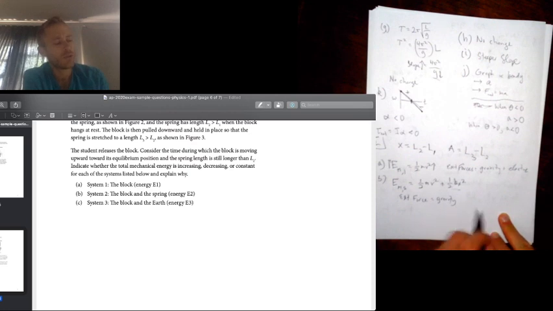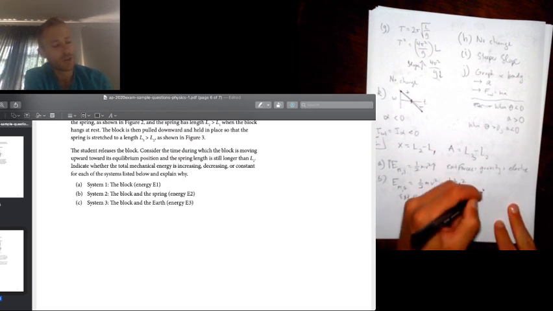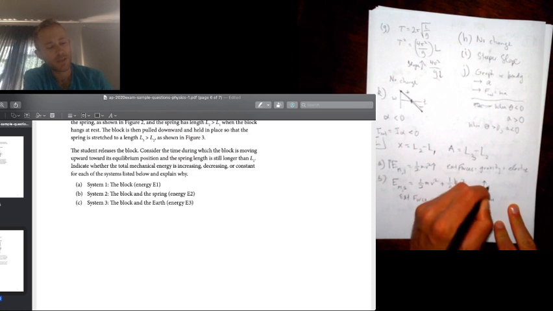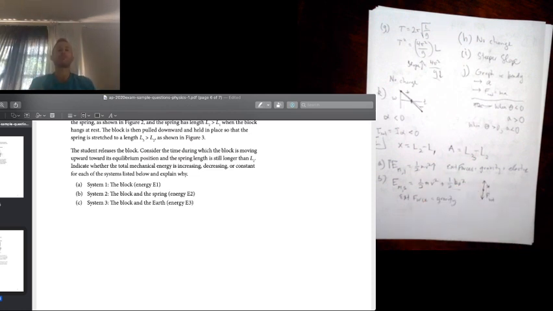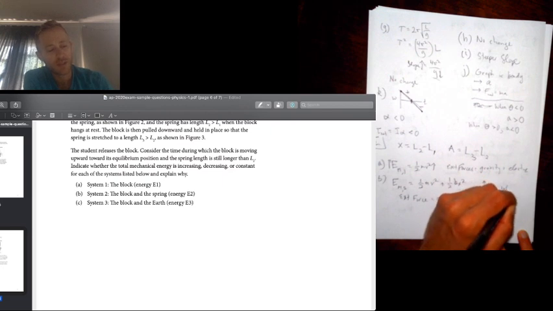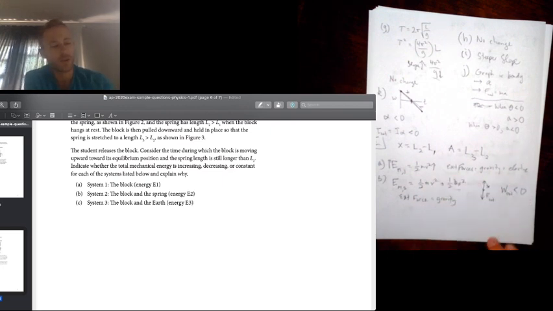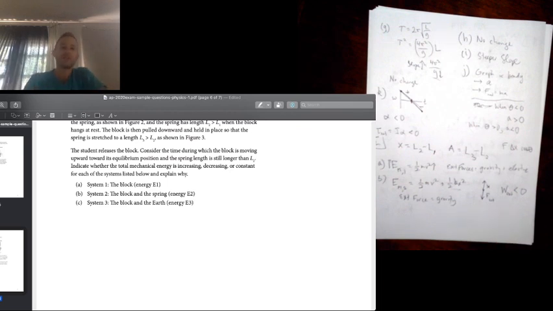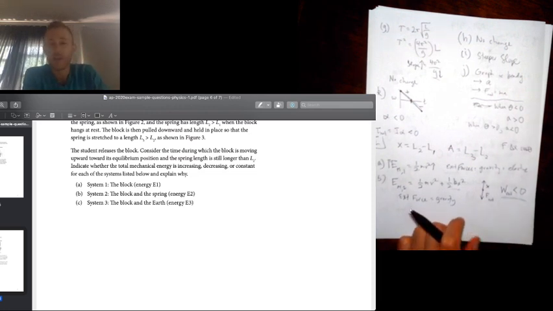So if we think about system 2, we have a downward external force from gravity, whereas the displacement is upward, because it's moving up back towards the equilibrium position. So the work done by the external force is negative, because the formula for work is F times displacement times cosine of theta, and the angle between them is 180 degrees. So because the external force is doing negative work, the external force is a joule thief.